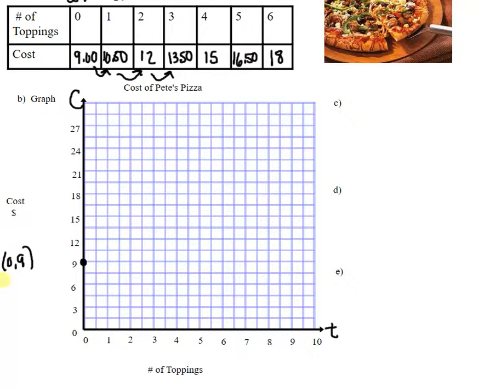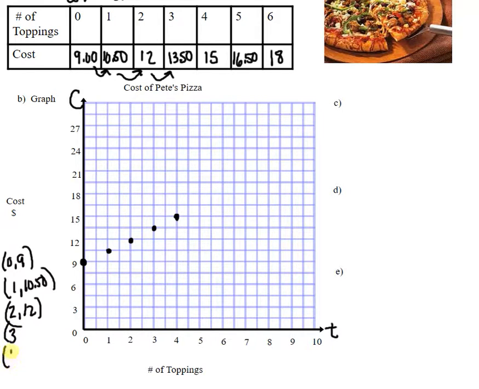And I'll write that down if you want. I can list them. So (1, 10.50). Let's go to 1 topping, and it's going to cost $10.50. Okay, and 2 toppings is going to cost $12. 3 toppings is going to cost $13.50. 4 toppings is going to cost $15.